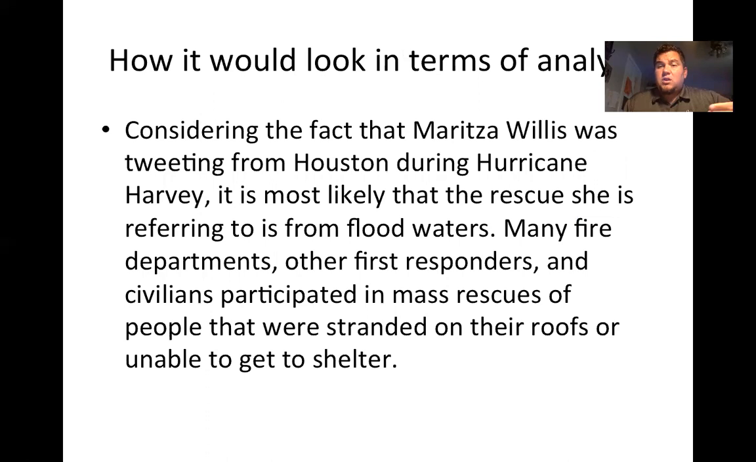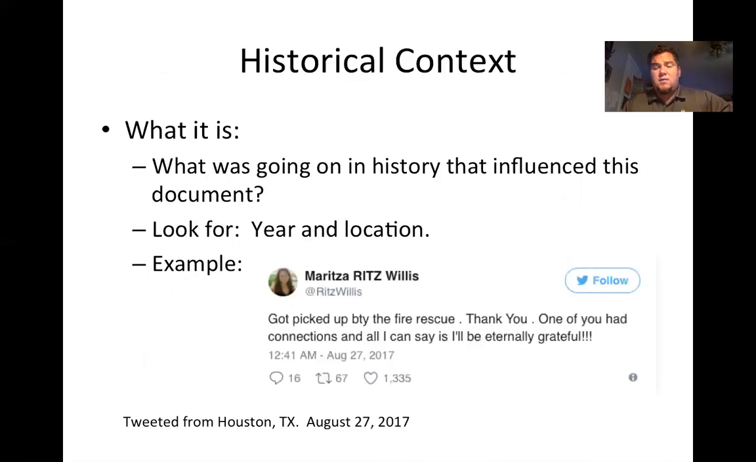So what it could look like in terms of analysis in an essay: considering the fact that Maritza Willis was tweeting from Houston during Hurricane Harvey, it is most likely that the rescue she's referring to is from flood waters. Many fire departments, other first responders, and civilians participated in mass rescues of people that were stranded on the roofs or unable to get to shelter. If you come back and look at this, it does not say anything about flooding. It doesn't say anything about Hurricane Harvey.